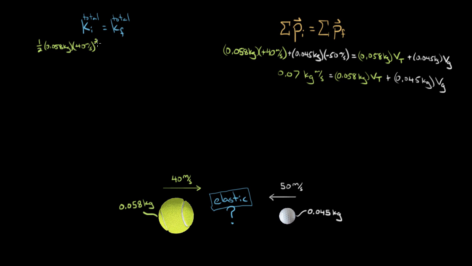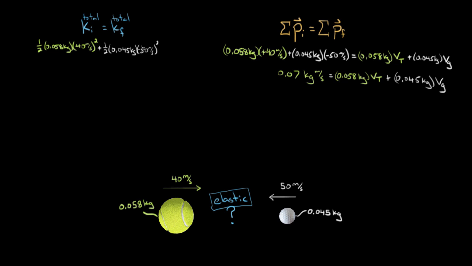You can't forget to square it. Kinetic energy is 1/2 mv squared. And then I do plus the initial kinetic energy of the golf ball, which is going to be 1/2 times the mass of the golf ball, 0.045 kilograms, multiplied by its initial speed squared, and I'm just going to do positive 50 because we're going to square this. This is just the speed in kinetic energy.